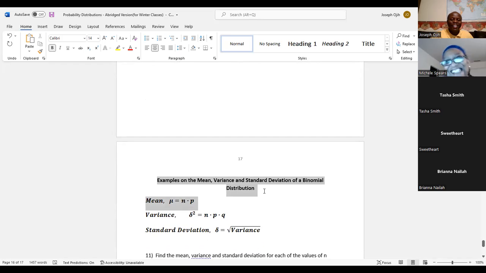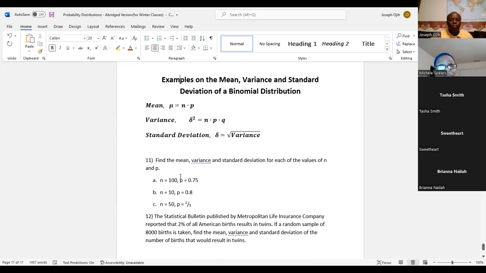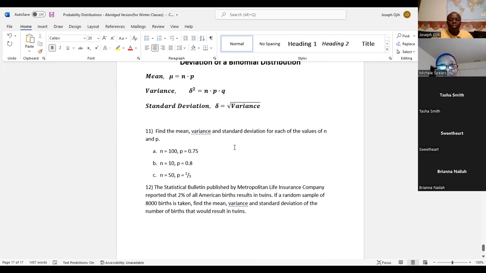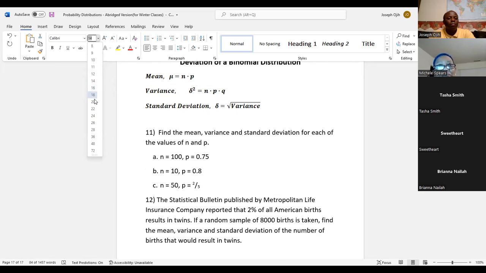Yes, it is. So now let's finish up by finding the mean, variance, and standard deviation of a binomial distribution. Okay. The mean is n times p. The variance is n times p times q. And the standard deviation is just the square root of variance. Let's do only 2 of them and we're done. And then I will see you next week.